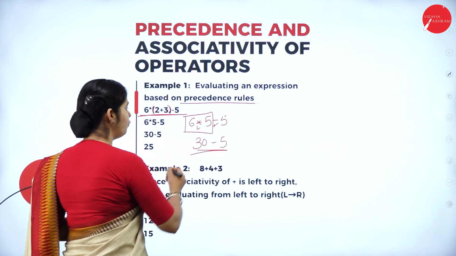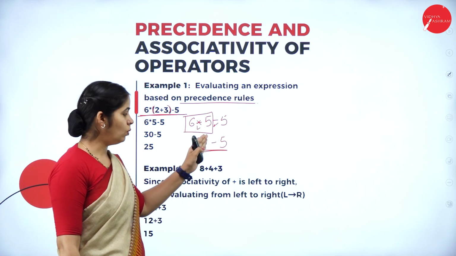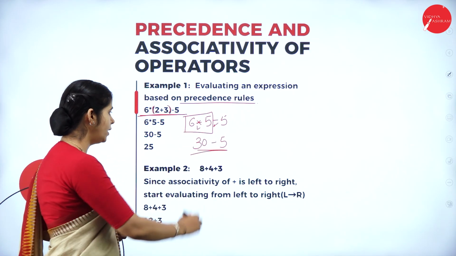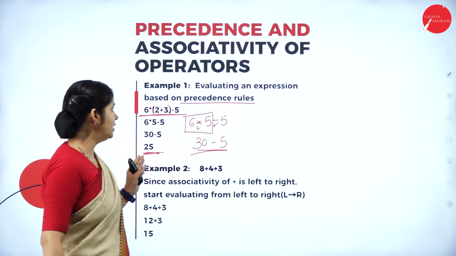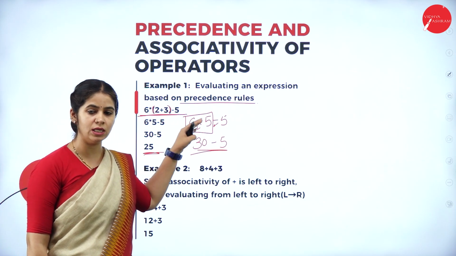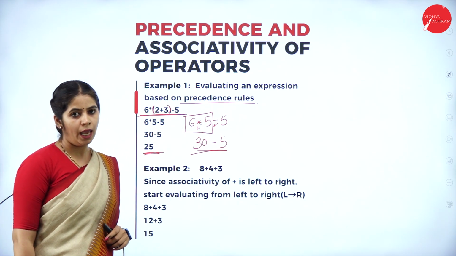Then we are left with only one operation. So what is that? That is a subtraction. So 30 minus 5 is 25. This is how we are applying the precedence rule for the evaluation of an expression.